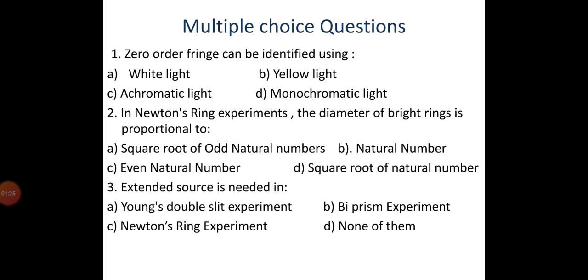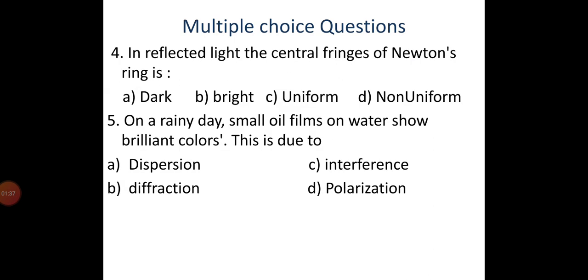Next question: the extended source is needed in which experiment? Young's double slit experiment, biprism experiment, Newton ring experiment, or none of the above. You choose the correct option. Next question: in reflected light, the central fringe of Newton ring is always dark, bright, uniform, or non-uniform. You just choose the correct option.